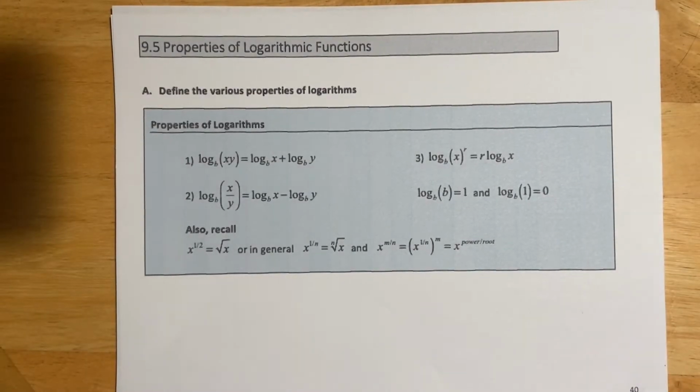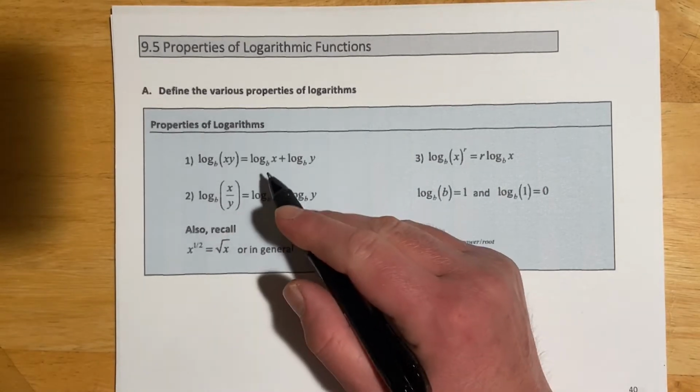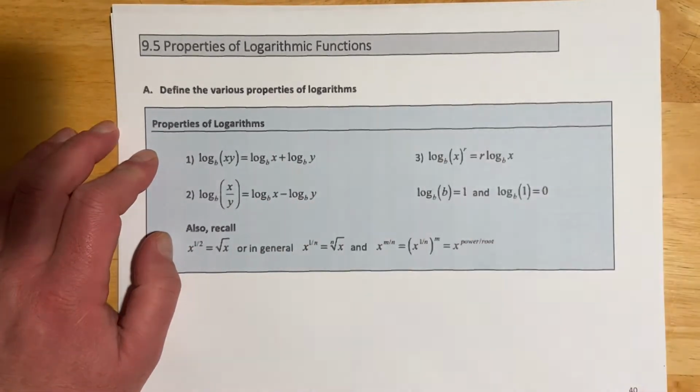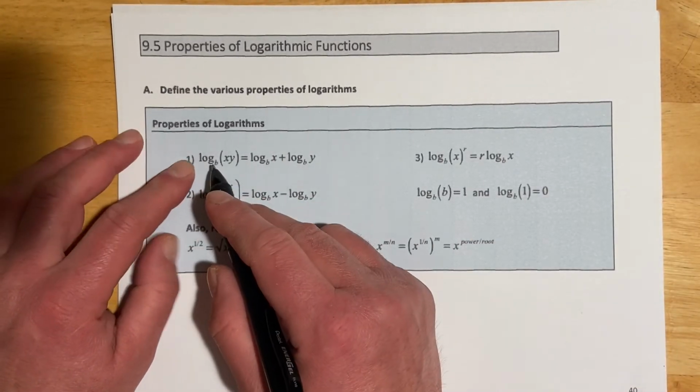Hey, this is Derek, and this is section 9.5, properties of logarithmic functions. And so we have basically three properties. These are, you probably have seen these before. They're the same as the properties of exponents, but just disguised with logarithms.